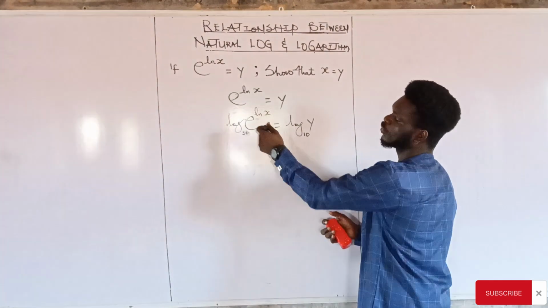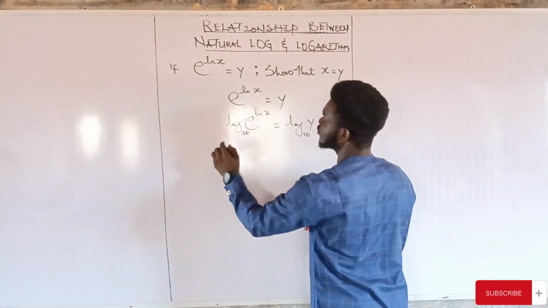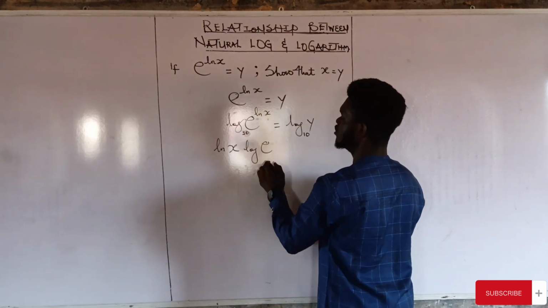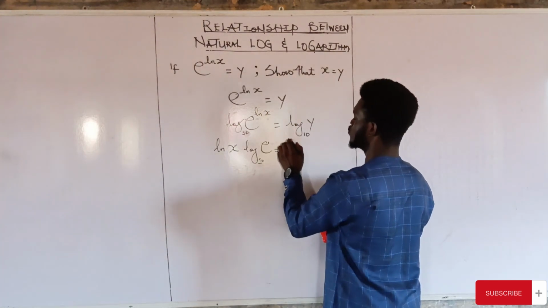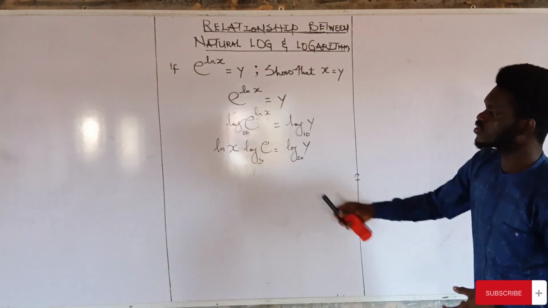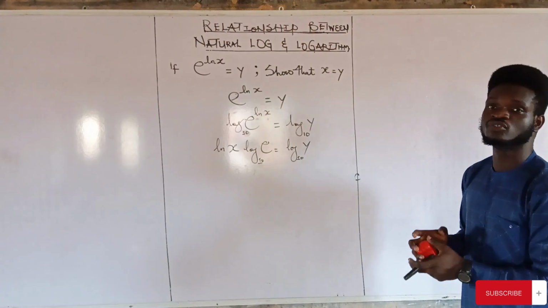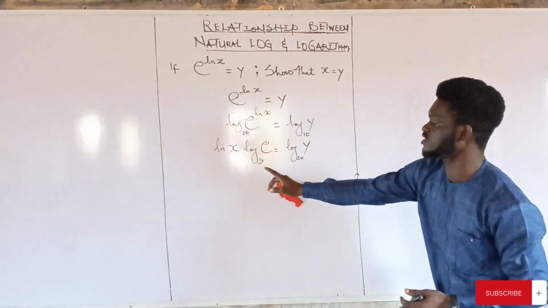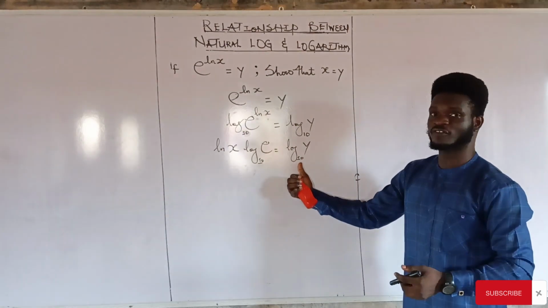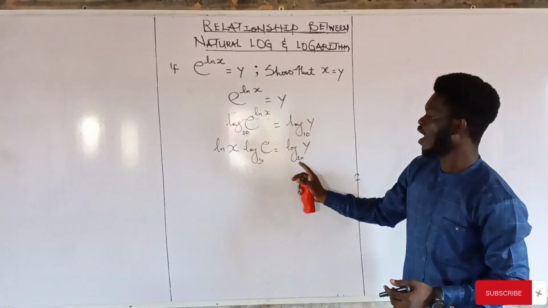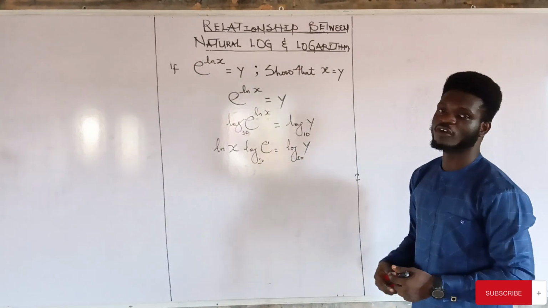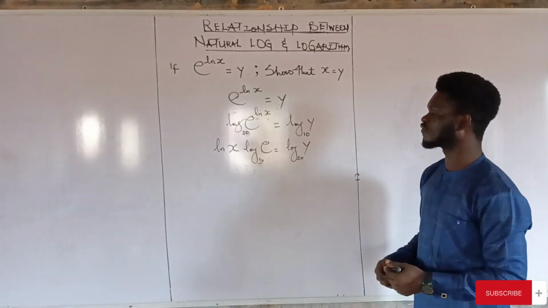Now that's what we're going to use here. So ln x is going to be inverted to the front. So we have ln x times log e base 10 equals log of y base 10. Once you have this, the next thing to note is that we have the base of 10 here and the base of 10 here. So what we're going to do is convert these two bases to the base of e.